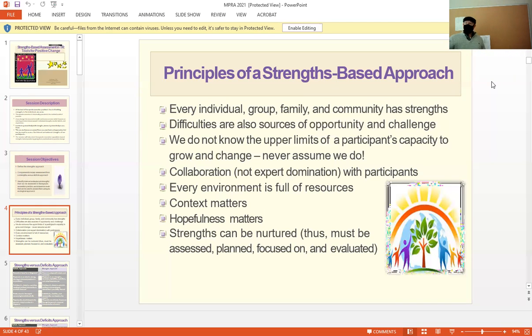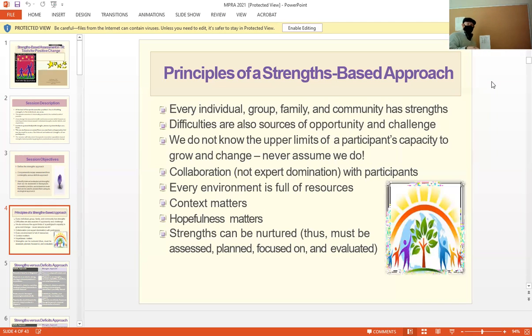Context matters, how we talk to people, how we treat people. Hopefulness is something else that matters. We need to exude that to our patients, and say, I believe in you, you can do this. That sort of thing. When we are behind them and we are hopeful and we are positive, then that's going to rub off on them.